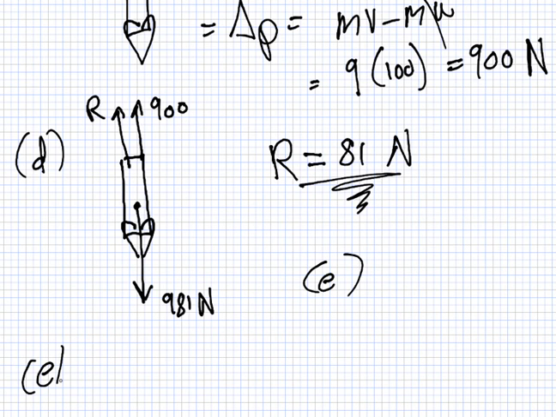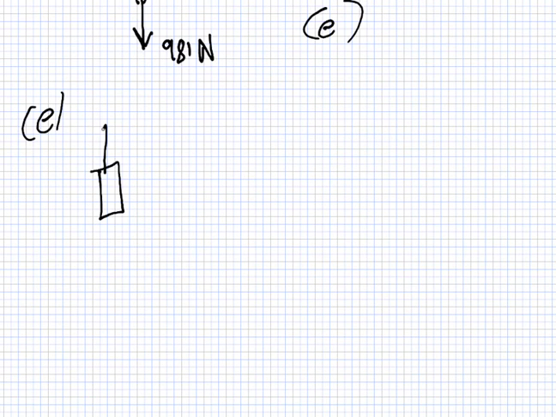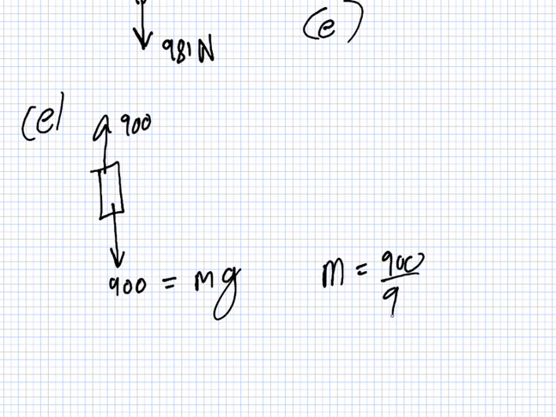So how long do we have to wait? Until the 900 force is more than the weight. So let's work out how long that will take. If the force here is 900, then we want the weight to be 900. And weight equals mg. So that means we want the mass to be 900 over 9.81. So we want the mass to be 91.7 kilograms.